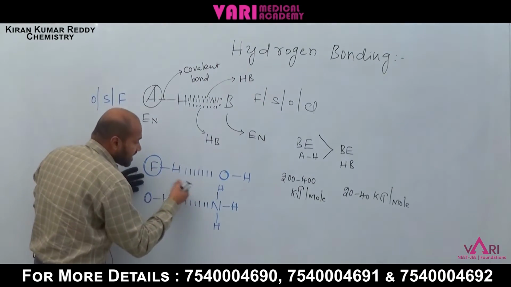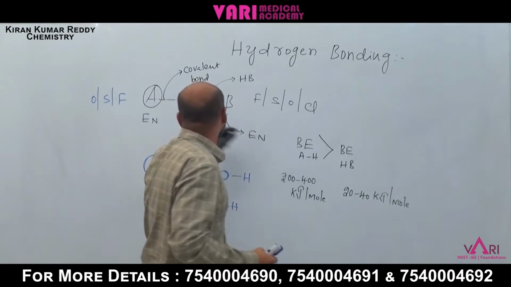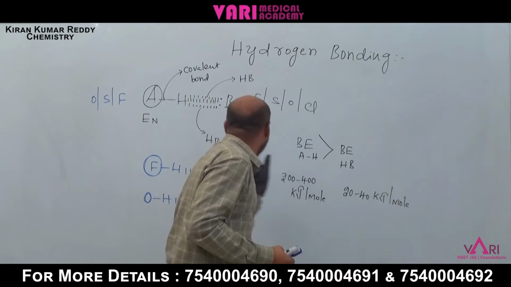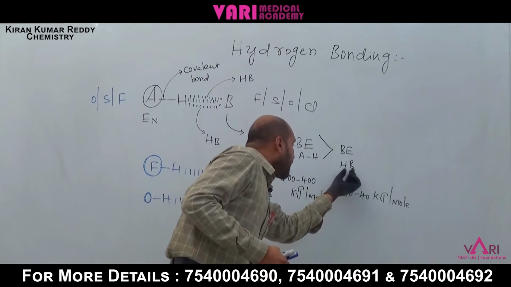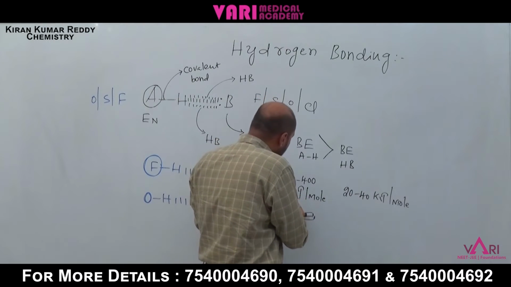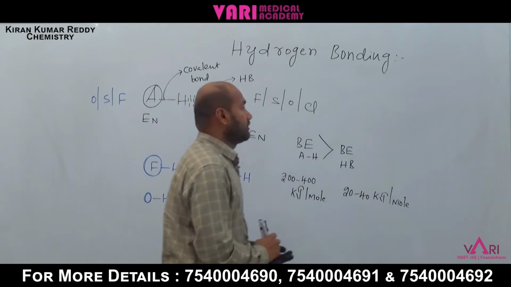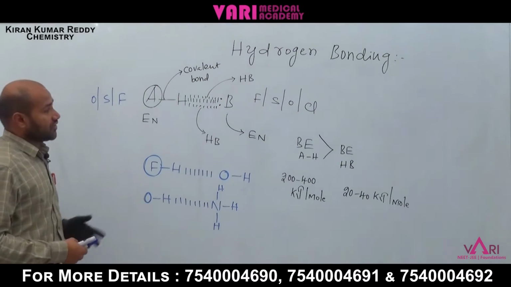That's why the strength of the bond increases. Now, regarding bond energy, the A–H bond is covalent, and the H···B bond is a hydrogen bond. A covalent bond is stronger than a hydrogen bond. This is hydrogen bonding, the first.